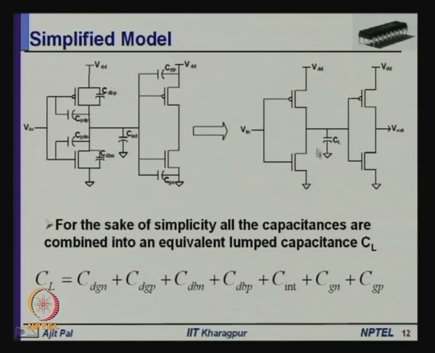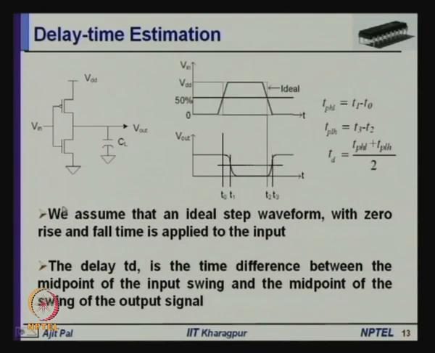So let us assume this is our simplified model for estimating the delay characteristics of an inverter. One inverter is driving another inverter with a load capacitance CL. So this is our simplified model. How do you define delay? Delay of a gate. Here we have removed the other gate, because we have the representative load capacitance CL, which has taken into consideration the gate capacitances of the next stage.